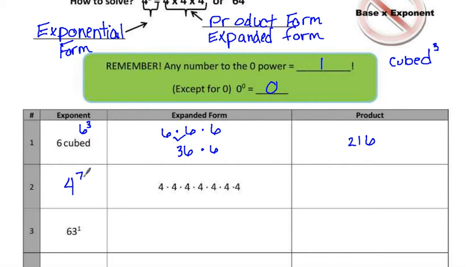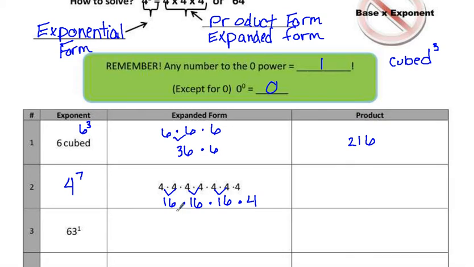Now we have to find the product. So I'm going to multiply two 4s at a time. So 4 times 4 is 16. And that 4 times 4 is going to be 16. And this 4 times 4 is going to be 16. And then I just have this leftover 4 on the end.